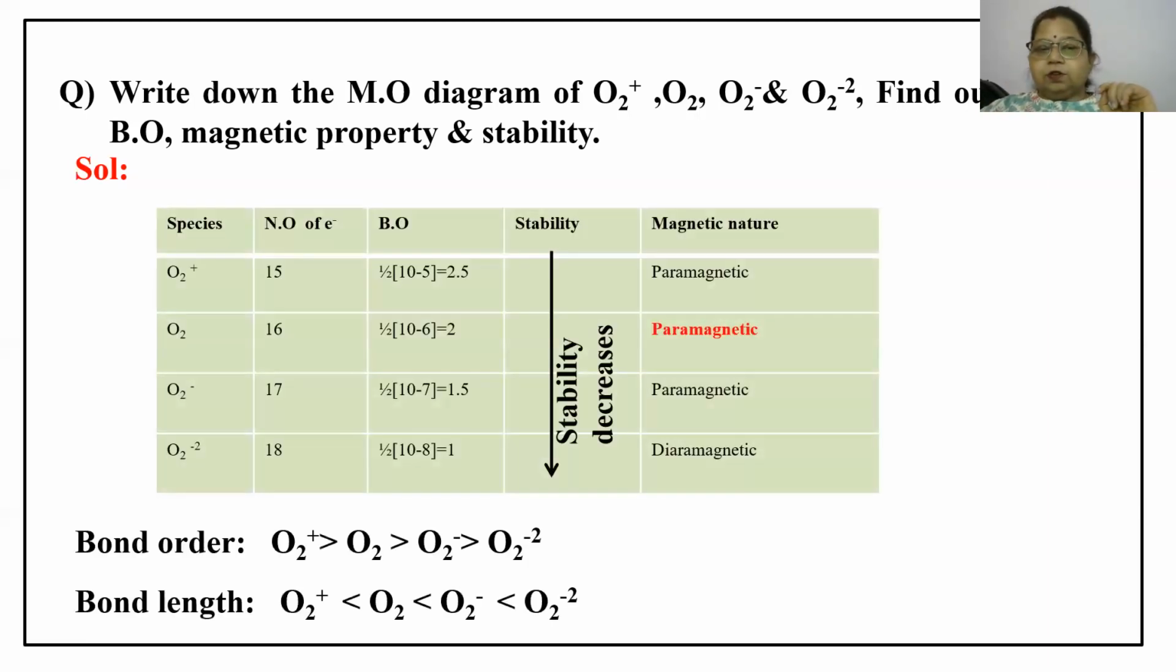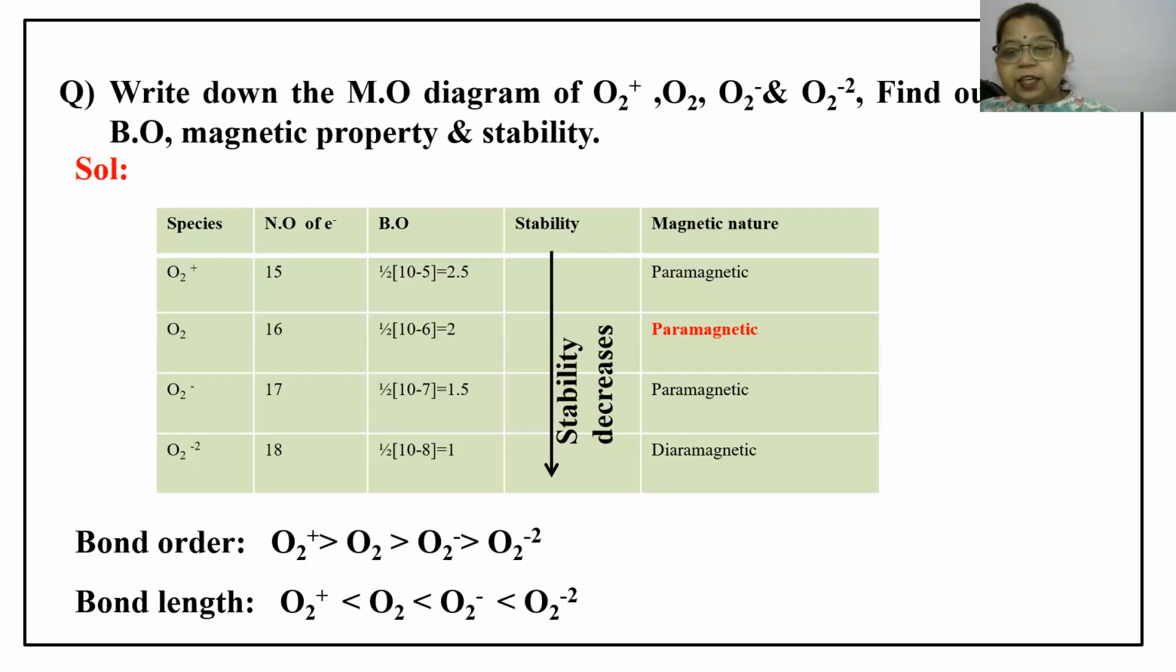So here is the solution to this problem. As it was a homework, I have not written the entire answer, which we understood in the last class. Again, the first thing is that you have to find the number of electrons. Oxygen has atomic number 8. O2 will have 16 electrons. O2 plus 1 will have 15. Minus 1 will have 17 and minus 2 will have 18 electrons, right?